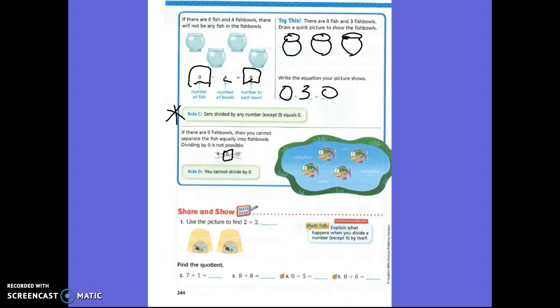Okay? Alright, so now we're at show and share. You're going to take what you have learned. If you need to go back and look at the rules, please do. Rule C, Rule D, Rule A, and Rule B on the first page. Go back and look at those if you need to help you work these problems out. Some of them are going to be zeros. Some of them are going to be ones. Some of them are going to be the number that you divided by. Okay? Or the number, when you divide by 1, it'll be that other number.